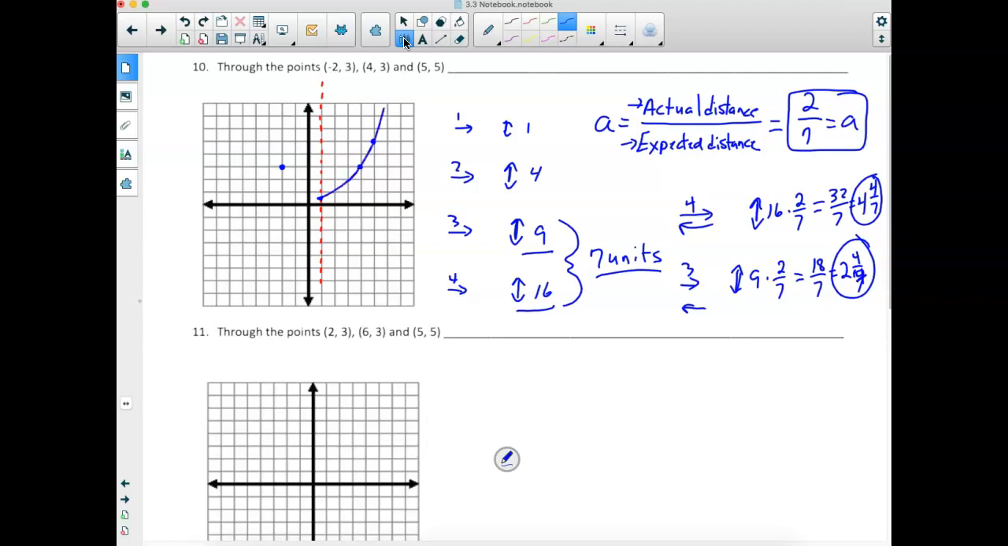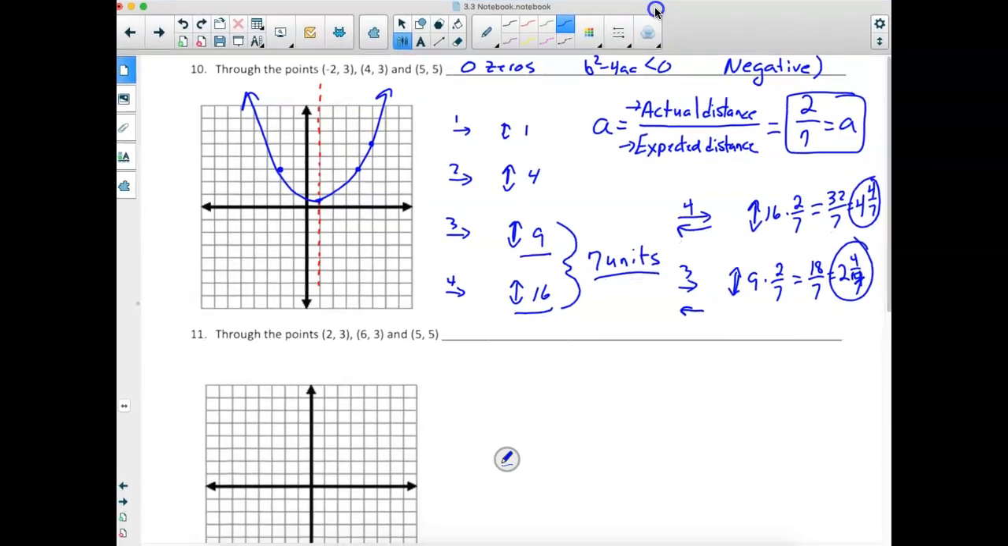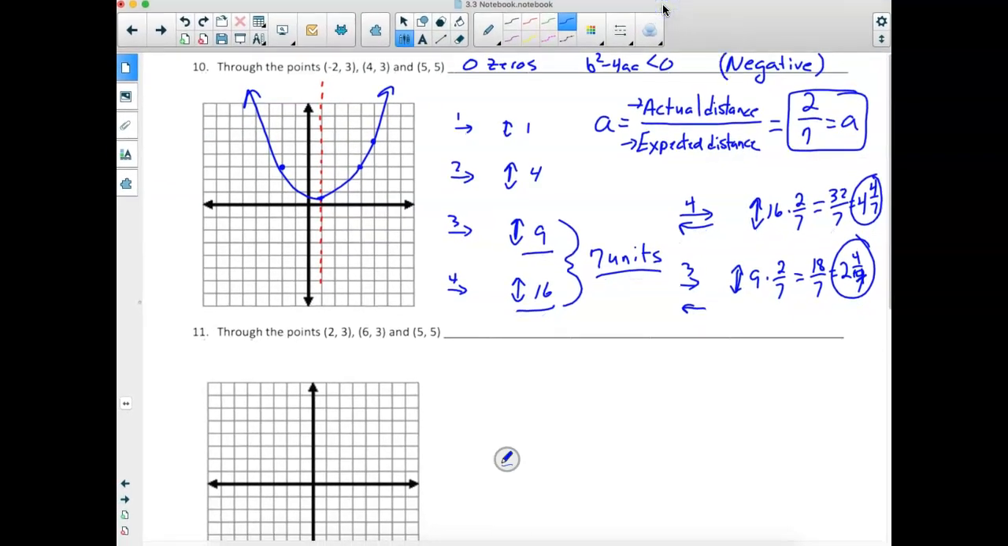So that means this little rascal would go like that, which means how many zeros would that particular one have? Well, notice these are just 3 random points we got on here, but I think it's pretty obvious there are 0 zeros, which means b squared minus 4ac, if I don't have any zeros, has got to be less than 0, or negative. Okay, now that was a tough one.